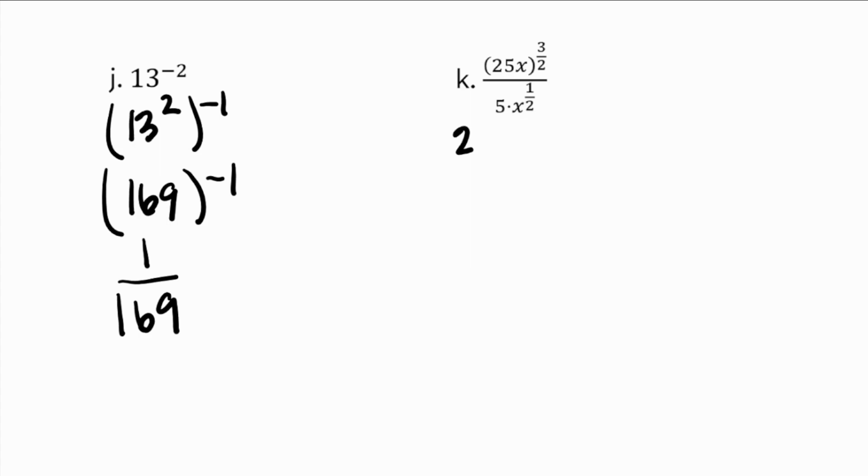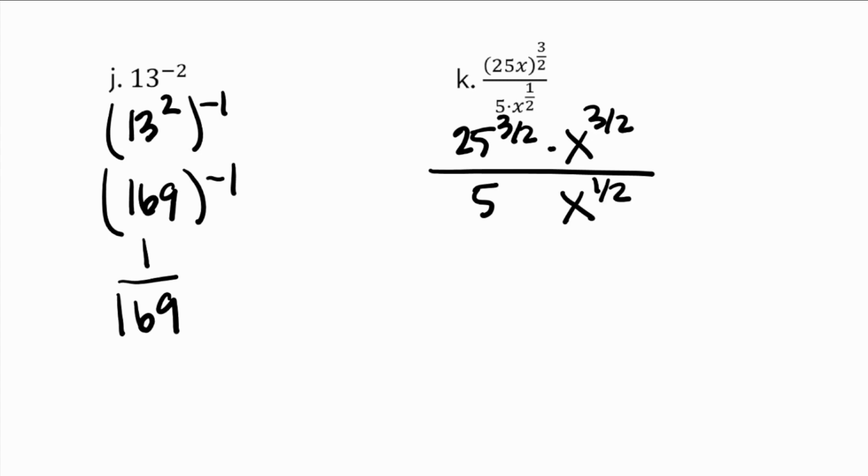So it's going to be 25 to the 3/2 times x to the 3/2 divided by 5 and an x to the 1/2. I think I might work with this 25 to the 3/2 right now. 25 to the 3/2, I'd take the square root of 25 and then cube that. Okay. But the square root of 25 is 5, and I've got that 5 to cancel with, so maybe I'll just write it as 5 three times.